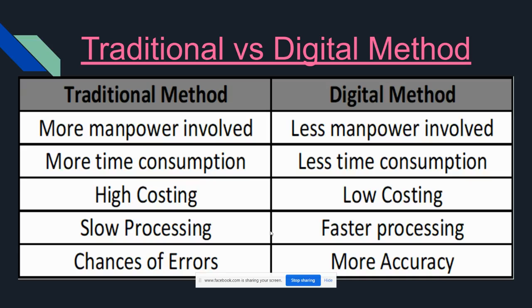So the first method is traditional, where time is consumed, a lot of manpower is used, high costing is there, very slow processing, and the risk of errors is very high. When you do very slow processing, the risk of errors becomes a really high percentage, and nobody wants to accept that, whether it is a consumer or a business, when you are running an online business platform. So it is required that the risk of error should be low.